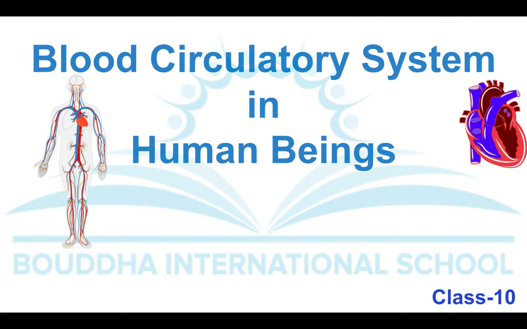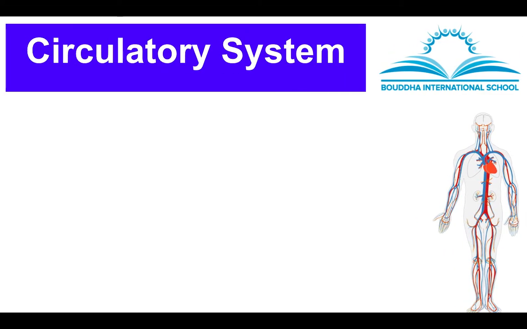Today we'll be discussing the circulatory system in human beings. In this body system, we'll be discussing blood, heart and blood vessels. Similarly, we'll be discussing how blood is distributed throughout the body. So it is the body system which is related with distribution of blood throughout the body.